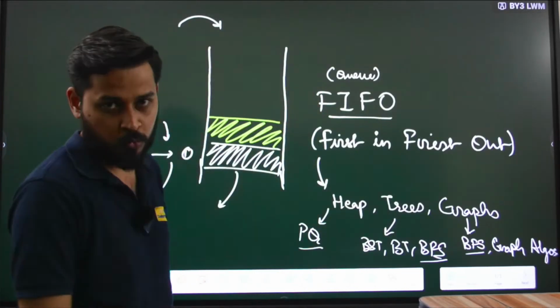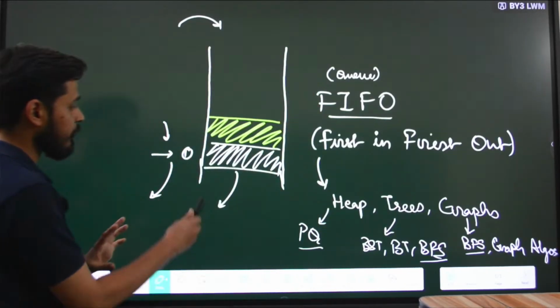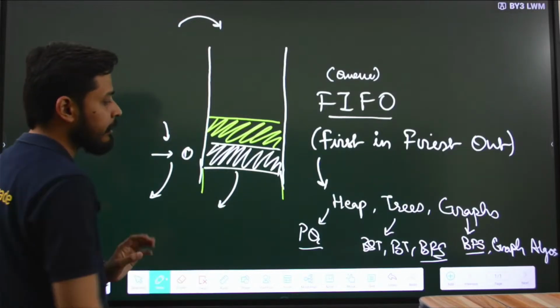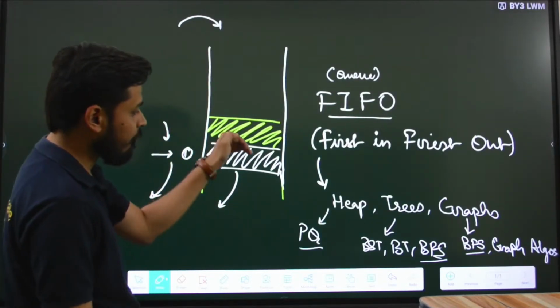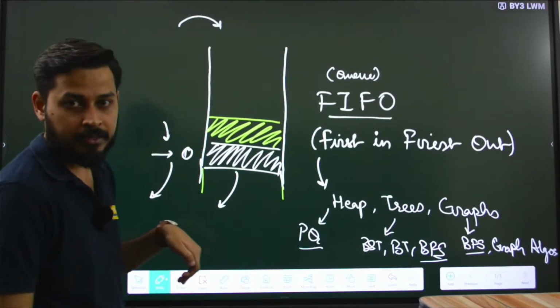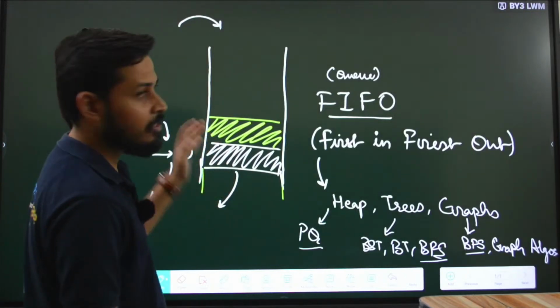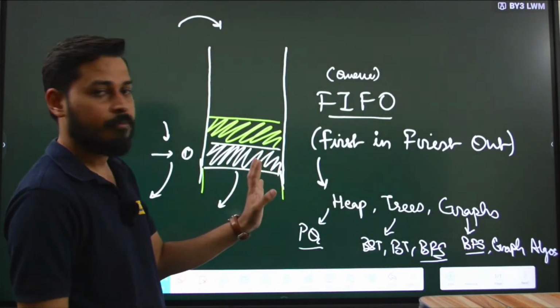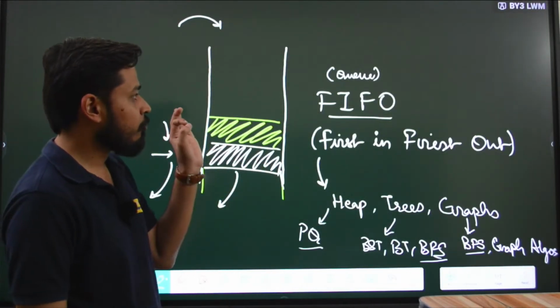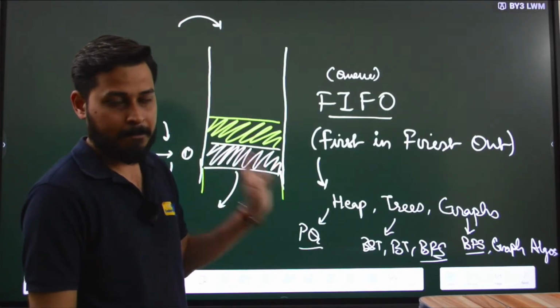Basically, it is a queue. We understood that a queue is open from beneath, and the element which entered first will be the first element to leave, and this is how it is implemented. Are you getting my point? So this is how it is done, guys.